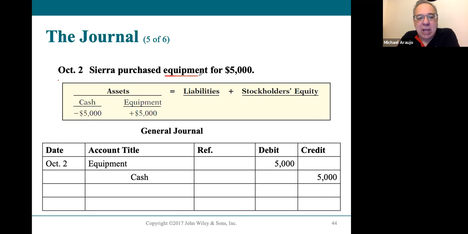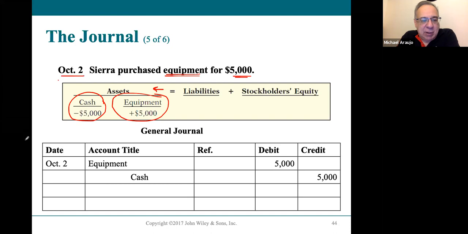We purchased equipment for $5,000 cash. We did some analysis on this. We have more equipment, but we have less cash. Then we have to apply our debit and credit analysis. More equipment. Equipment is an asset account. Asset accounts increase on their left side, which is the debit side. So a debit to equipment for 5,000 means more equipment. Cash just shrunk by 5,000. It goes up on the debit side, so to shrink, it's on the credit side. So credit to cash for 5,000.